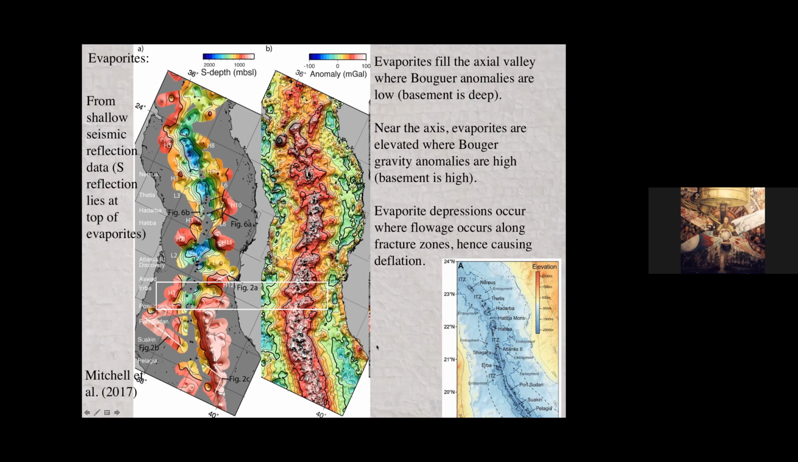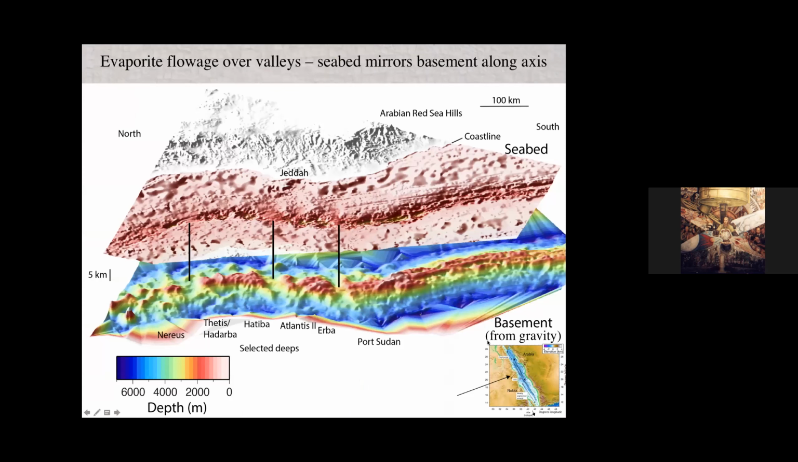So it seems that the morphology that we see in the maps, these deeps, actually overlie areas where the evaporites are being held back somehow. And the intertrough zones in between them are where the evaporites have flown all the way in and covered the axis. And this is illustrated here with this 3D view.